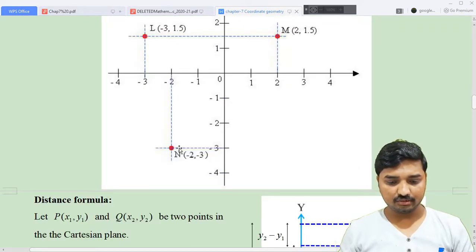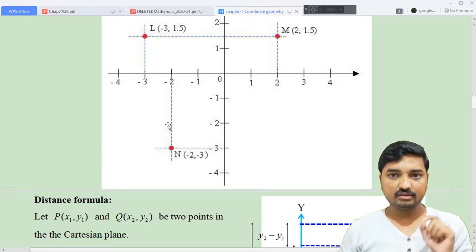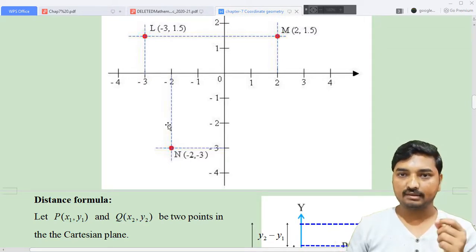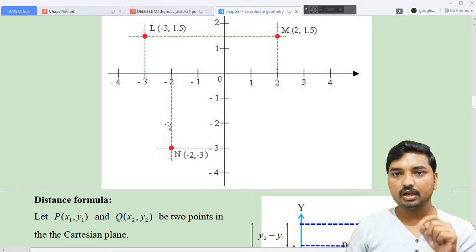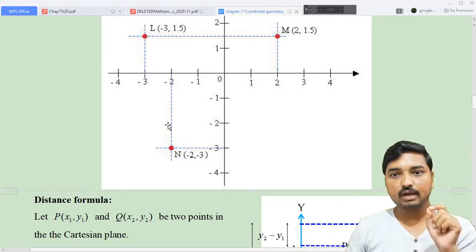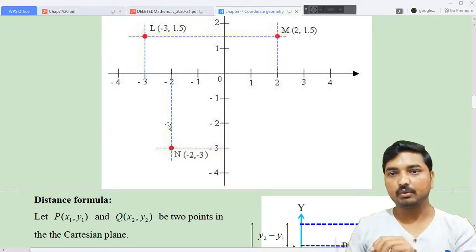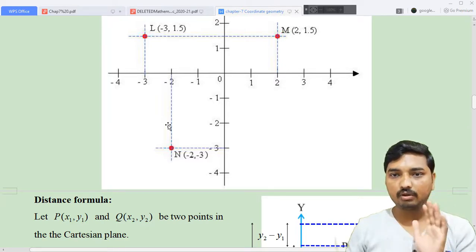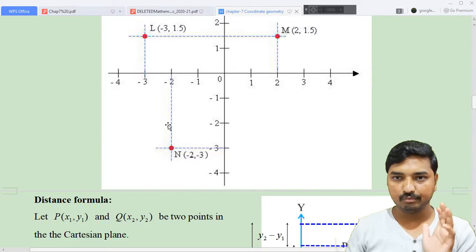In a similar sense, now look at here, one more point is present, N. If you draw the perpendicular to the x-axis, first thing, remember, first you have to draw the perpendicular to the x-axis and then the y-axis. Then you need to write the x coordinate first, then the y coordinate. If you write the y coordinate first, then the x coordinate, it is a wrong representation. Remember, very important thing.